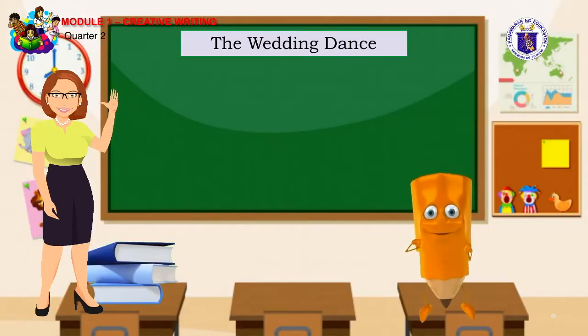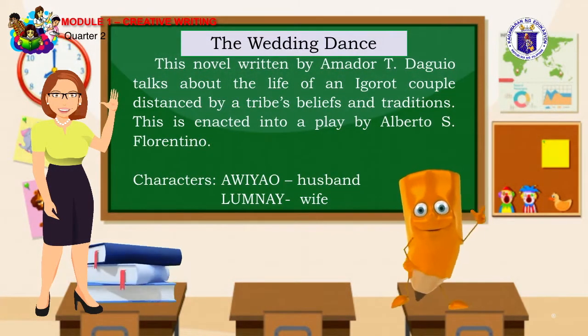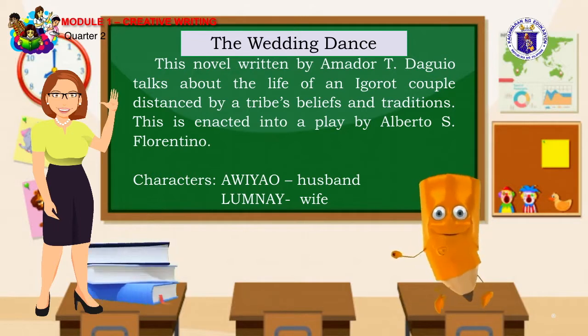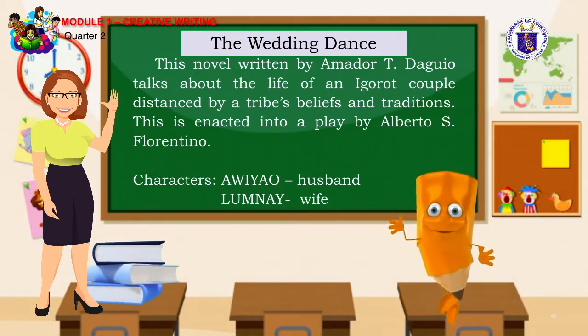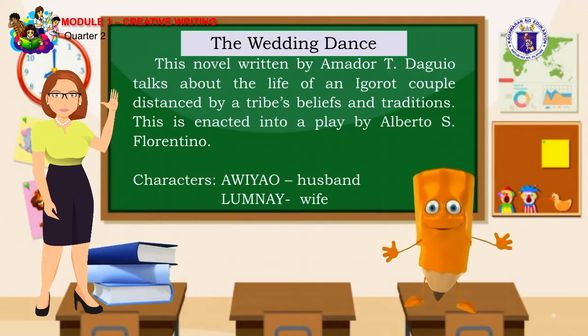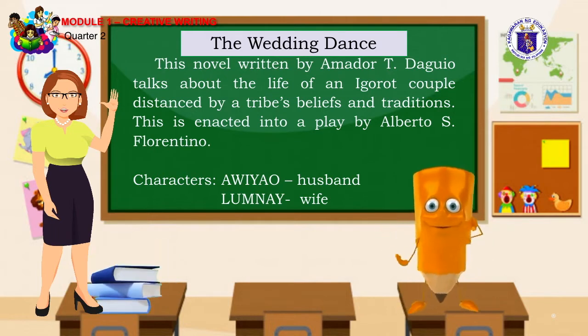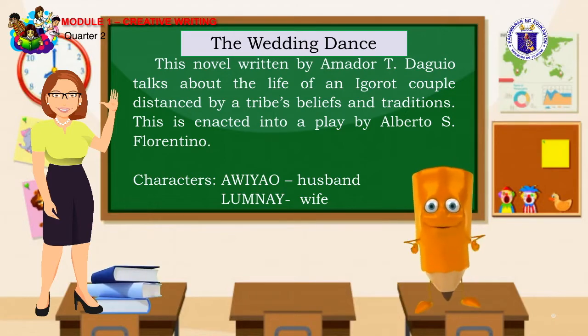And now, class, let us talk more about The Wedding Dance. This story, written by Amador Daguio, talks about the life of an Igorot couple, distanced by a tribe's beliefs and traditions. This is enacted into a play by Alberto S. Florentino. The characters are Awiyao, the husband, and Lunay, the wife.